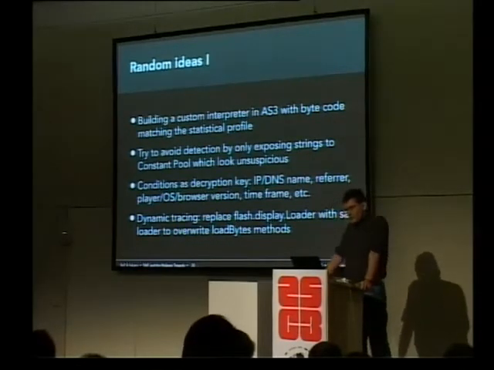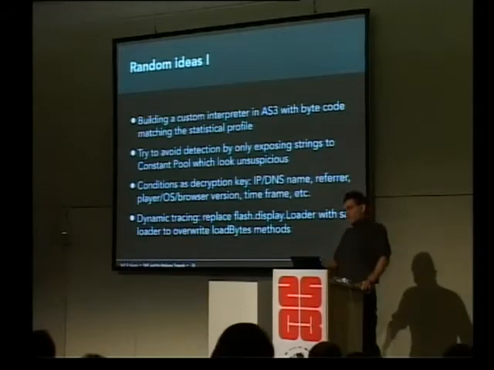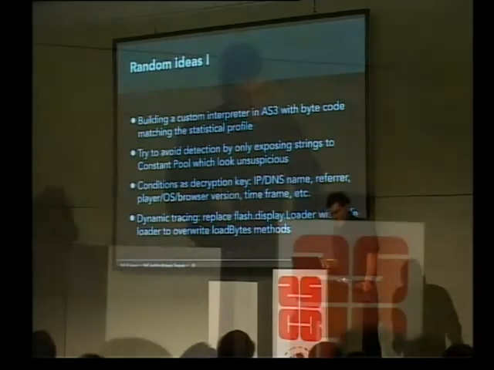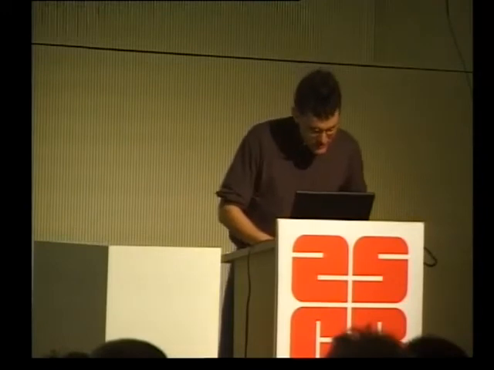Then, of course, we can try to avoid detection by exposing only strings to the constant pool that look exactly like ordinary strings. Like shown before, we can call our variables next ID or ABC, but not AX2318. That would look very suspicious.